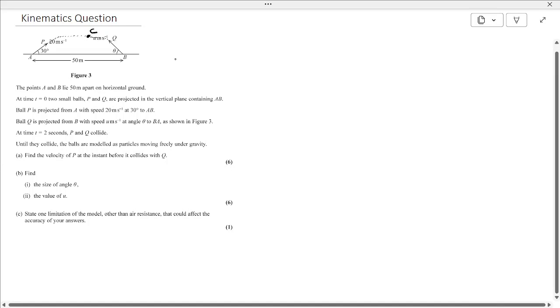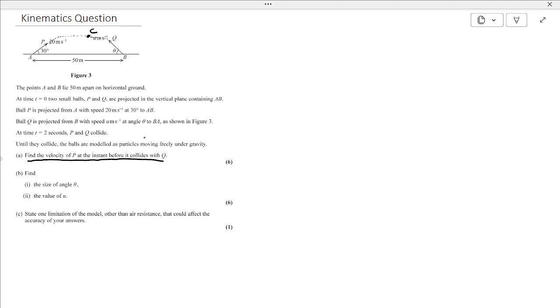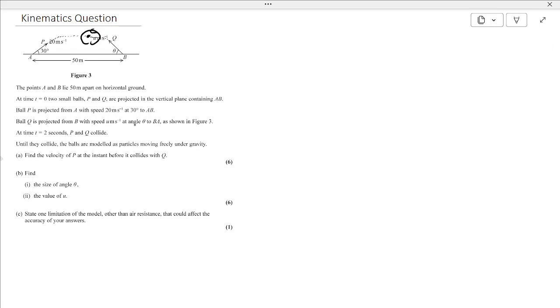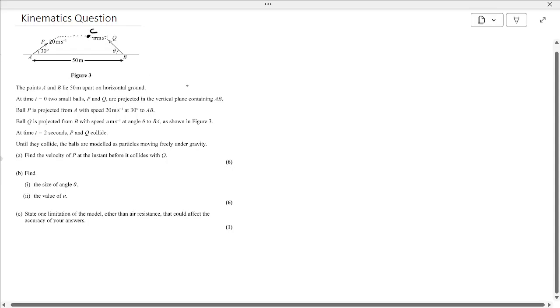Initially, I'm going to choose to do my theorems on particle A because I know the speed and the angle of particle A. They're both knowns, right? With particle B, there's already two unknowns there. Let's try and do that later when maybe we can calculate some more information. So I'm looking at particle A, and what does it want me to find? Find the velocity the instant before it collides with Q. So essentially, it wants how fast P is moving at this point C, right before it hits.